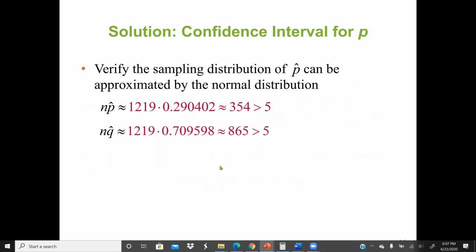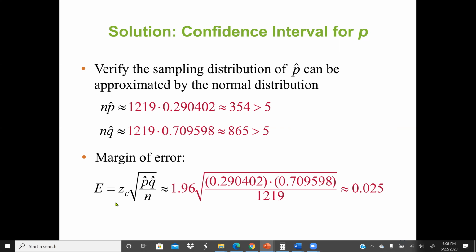The first thing we do is test if we can approximate it by a normal distribution. So N P hat and N Q hat should each be at least greater than 5. The first one gives us 354, because we have 1219 times the probability of success. The second is the same thing: 1219 times the probability of failure, which is still greater than 5. So if these conditions are met, then we can find our E.